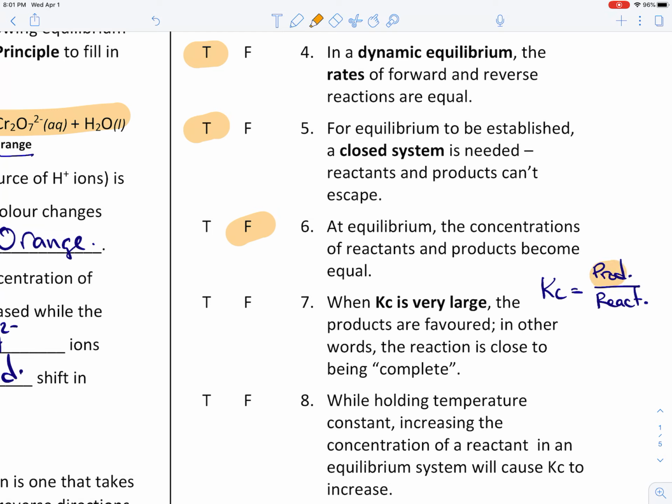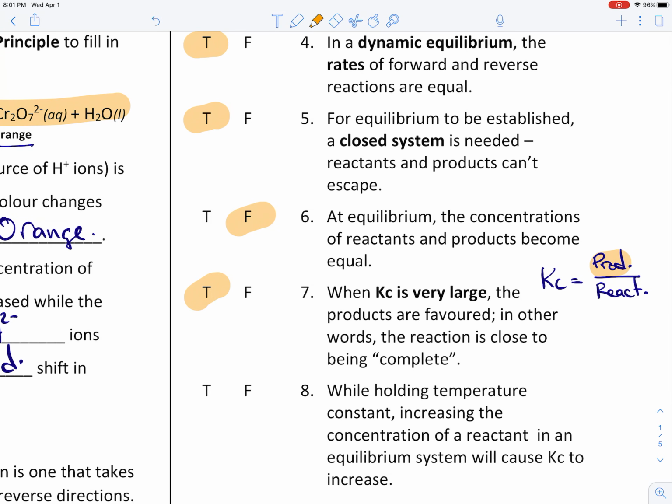It means that your numerator must be much larger than your denominator in order to get a large Kc value. That means you've got much greater concentrations of product than of reactants. So yes, the products are favored. And because you have so much product and very little reactants left, one of the reactants almost got used up, or maybe all the reactants got almost used up. Therefore, the reaction would be described as being almost complete.